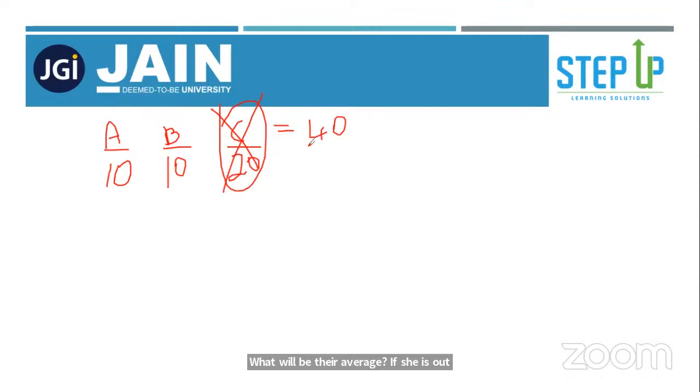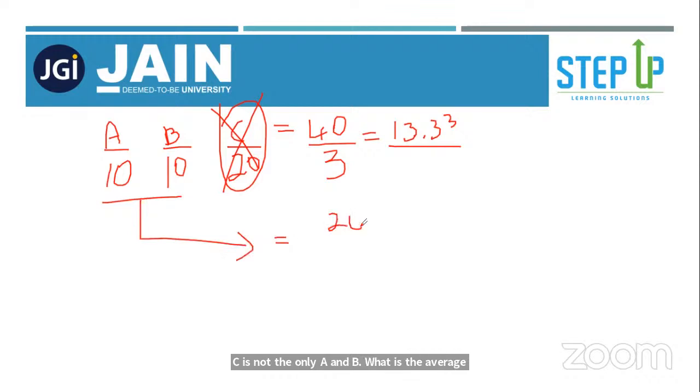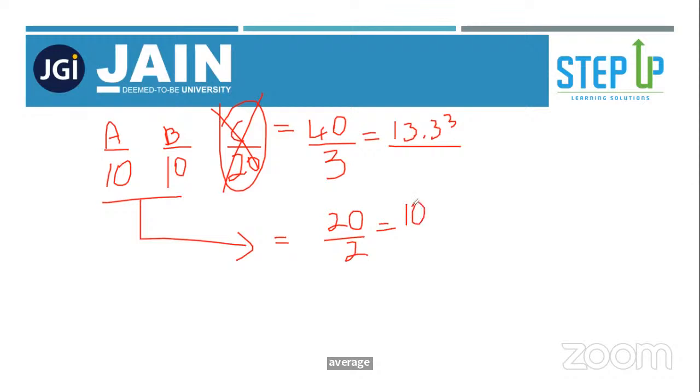So 40 divided by 3 to find the average. 40 divided by 3 is 13.33, which will be the average. Did you get it? Fine. This is the average. Total is 10 plus 10 plus 20, divided by 3. 13.33 is the average. If C is not there, only A and B, what is the average? Only A and B, that means 20 divided by 2. What is the average? 10. Now tell me, the person who left, his weight is more or less than the others?